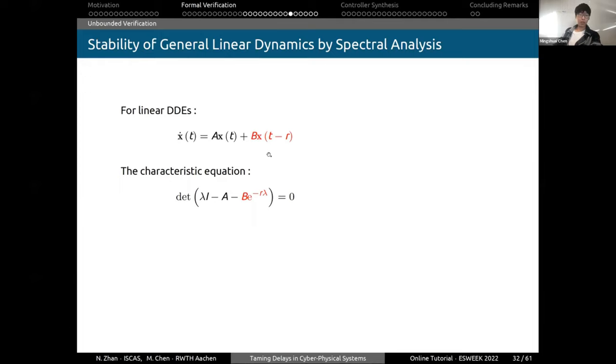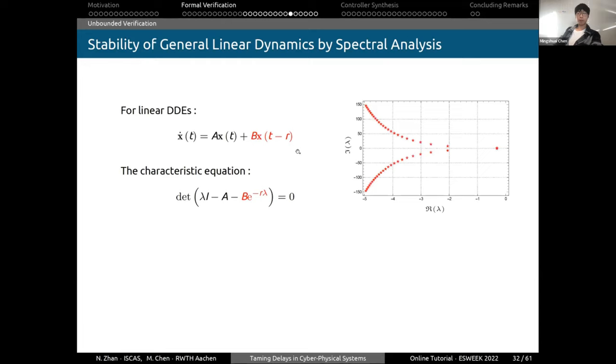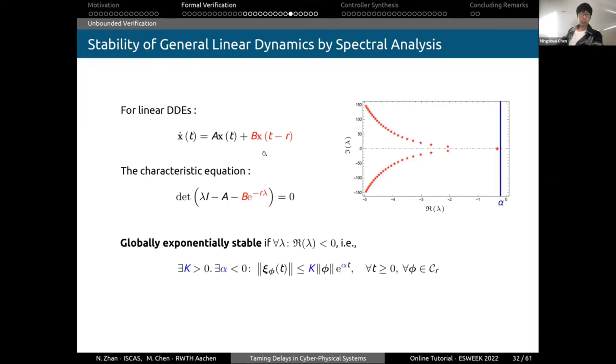You may ask, what is the connection between these two things? All right. If you somehow can solve this equation in lambda, and then plot all the roots to this equation, or we also call them eigenvalues, this is a typical plot of such eigenvalues, where this is the real part of the root lambda, and this is the imaginary part. The connection is that if you somehow can find an upper bound on the real parts of the eigenvalues, so alpha here, then you have a guarantee on the stability behavior of the original delay differential equations.